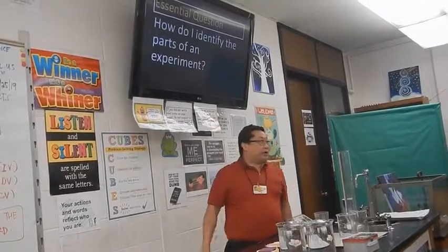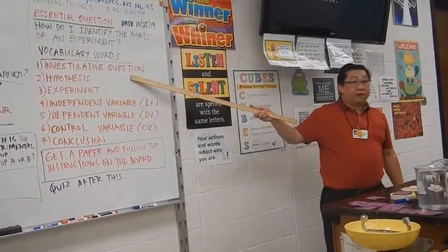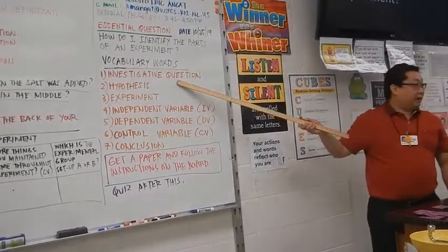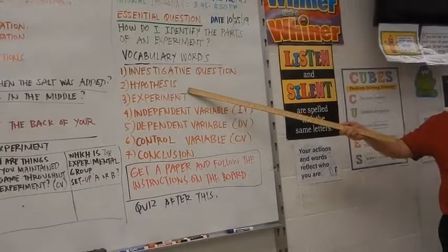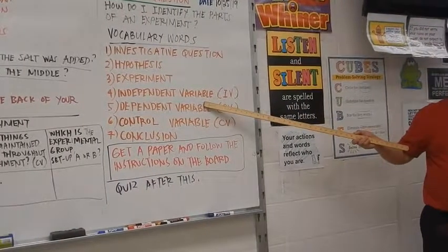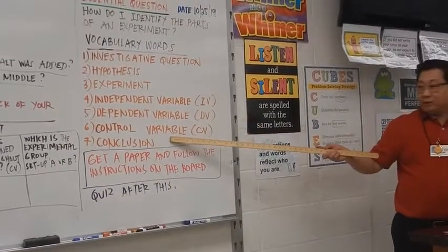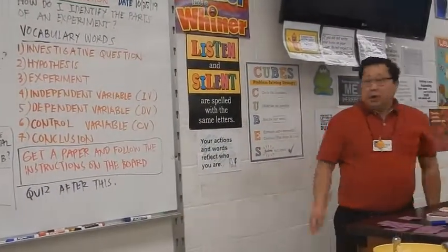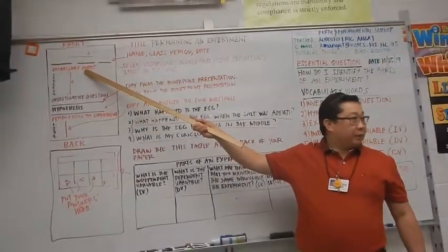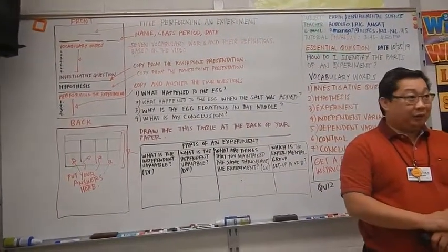In order to understand this, we need to be aware of these vocabulary words. The vocabulary words include the investigative question, hypothesis, experiment, independent variable, dependent variable, control variable, and conclusion. You will be defining this on your paper, and you will get the definition from the short video that you will be watching.